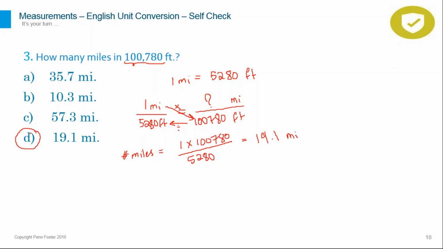Any questions overall on proportions or how to convert English units? Any questions that you have in mind, or anything that I did not go over and you expected me to go over today in this webinar?